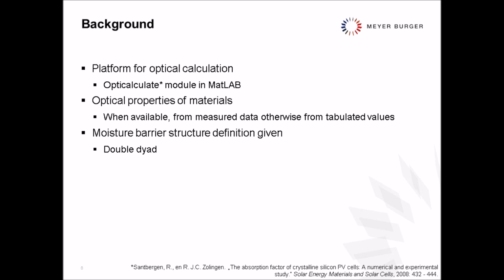The background to perform all of these analyses is the availability of an optical calculation platform, which is OptiCalculate from Sandbergen and Zollingen, and is a module in MATLAB. The optical properties of a material are also needed as input. When available, these are measured data, otherwise they are taken from tabulated values. And then we have the structure that we have seen before, which is given. So we will use a double diode bottom barrier as an optical system.